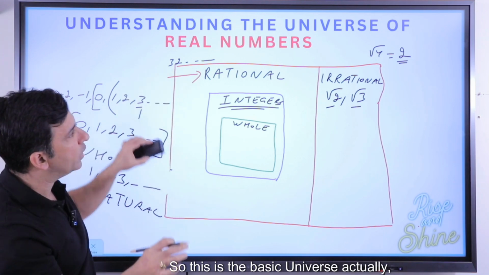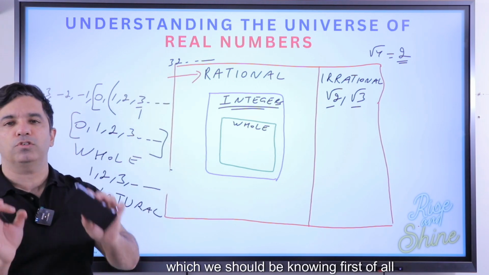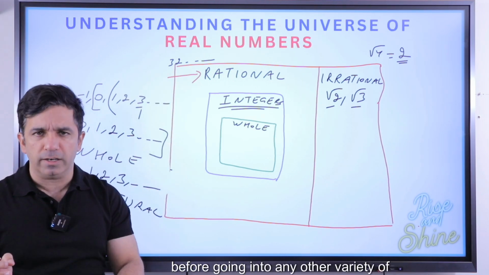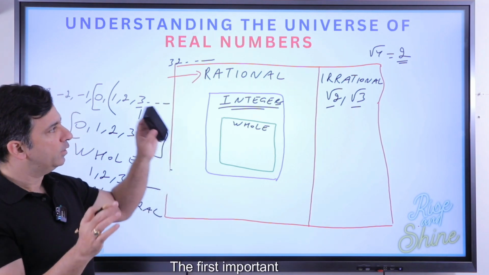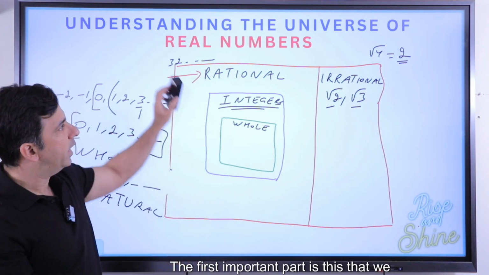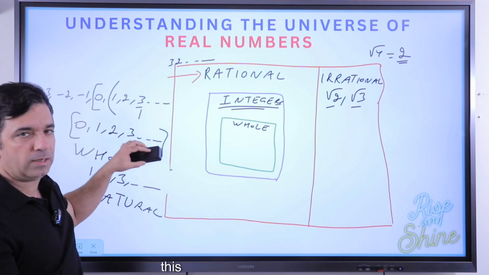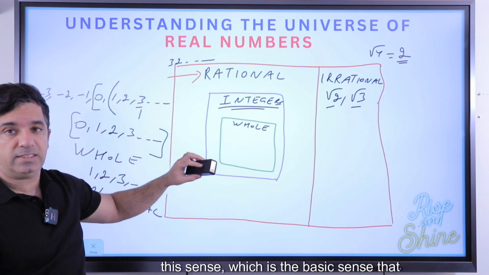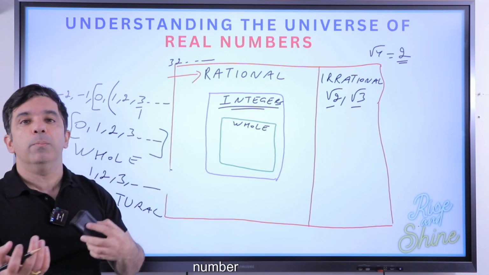So this is the basic universe which we should be knowing first of all, before going into any other variety of things. The first important part is that we should be completely aware of this table, this basic sense, that we should at least know what numbers we are dealing with.